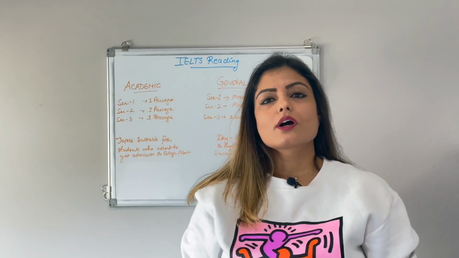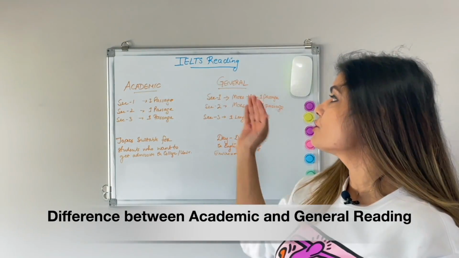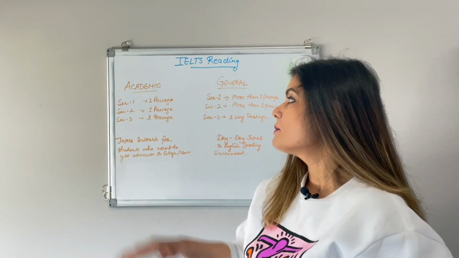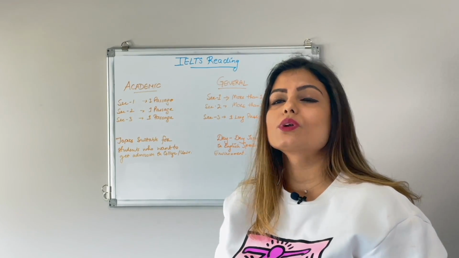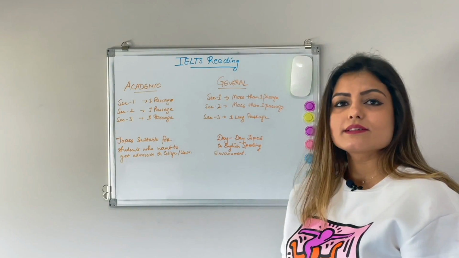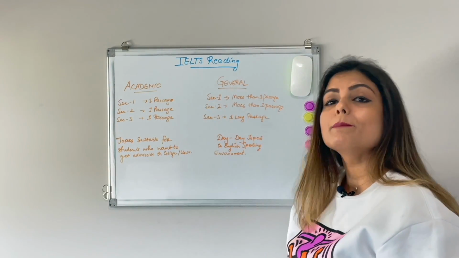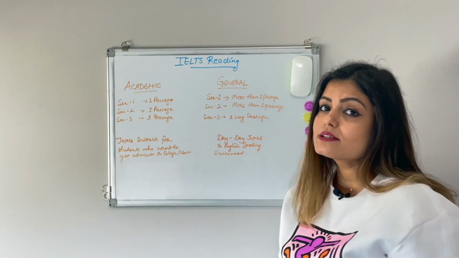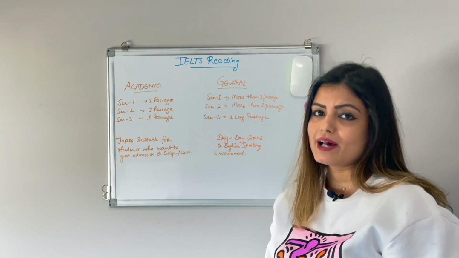So now let's talk about what is the difference between academic reading and general reading. If you are getting a reading module in academic exam, it will be divided into 3 sections, but each section will have only 1 passage. However, in the general reading exam, although there are 3 sections, section 1 may contain more than 1 passage, section 2 may contain more than 1 passage, and section 3 is usually 1 long passage.